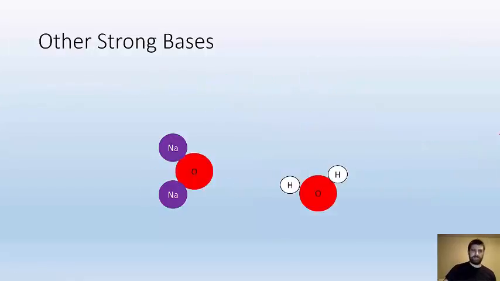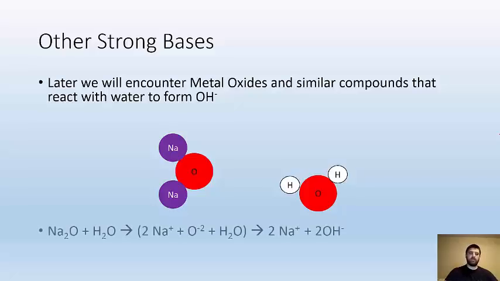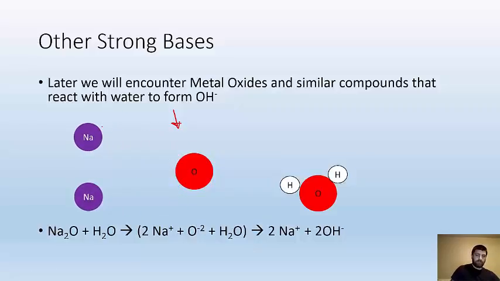All right, I think that's everything. No, it's not. I lied. Other strong bases. Later we'll encounter metal oxides and similar compounds that react with water to form OH minus. So basically what's going to happen is I get some sodium oxide right here, and it is going to dissolve in water and break apart. So these ions are going to break apart. I'm going to get 2 Na pluses and an O minus 2 ion.